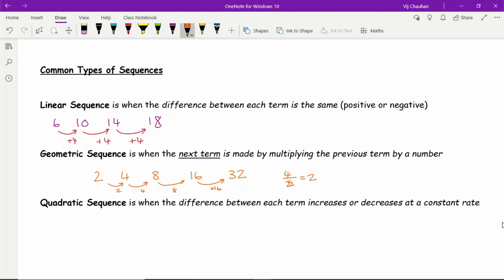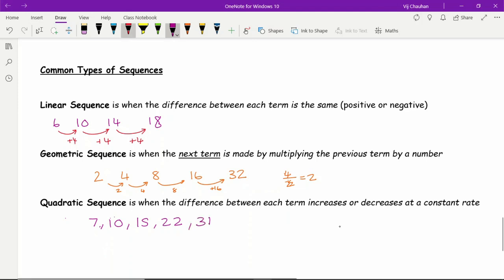Now, a quadratic sequence is slightly different, and again this is something that you probably find in higher level Key Stage 3 and also for higher sequences in GCSE. This is when the difference between each of the terms increases or decreases at a constant rate. I'll show you what we mean with an example. For a quadratic sequence, let's have a look at 7, 10, 15, 22 and 31.